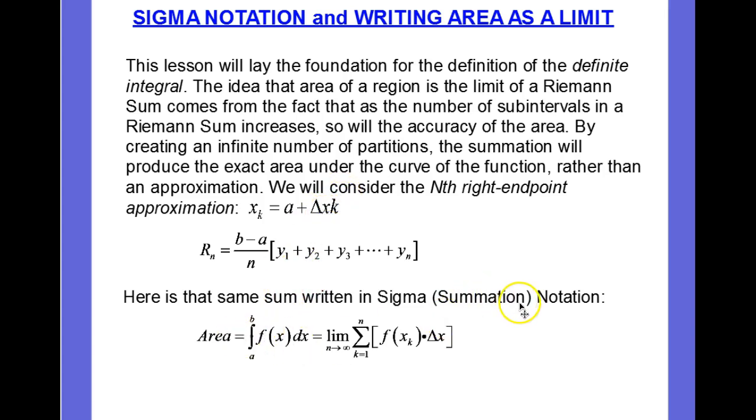So the sum written in sigma notation is going to be the definite integral from a to b f of x dx. And this is going to be equal to the limit as n approaches infinity of the sum from k equals 1 to n. K is my index, n is the total number of partitions. F of xk, that's the y value, times delta x, that's the width. So the y value is the height of the rectangle, delta x is the width of the rectangle.